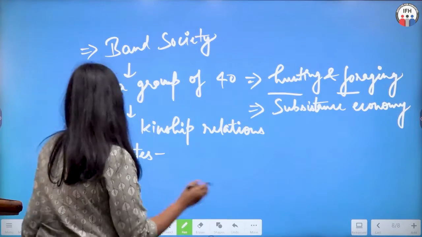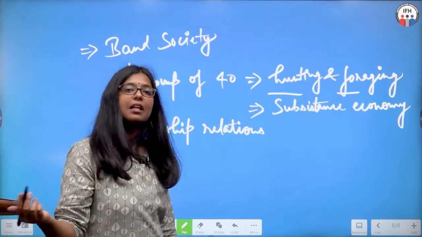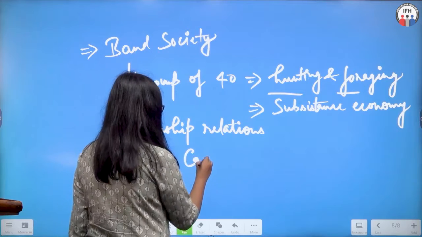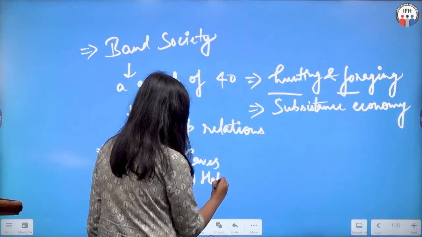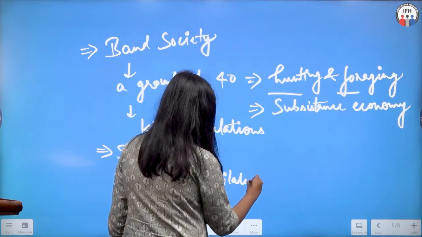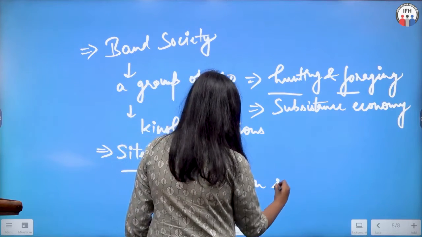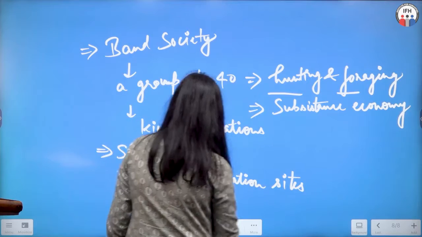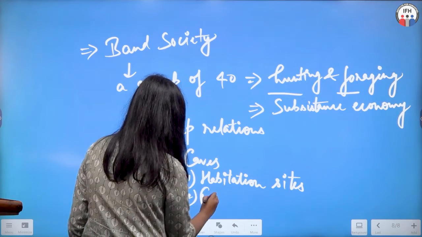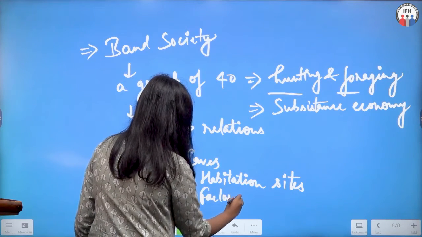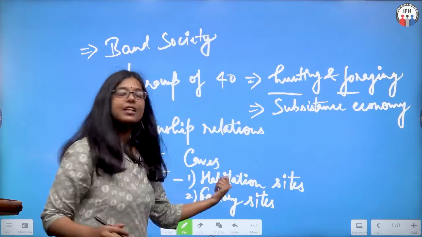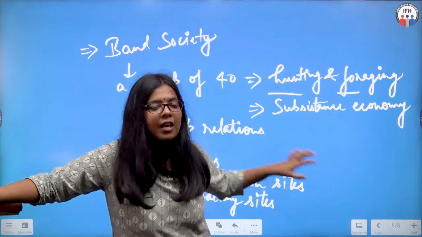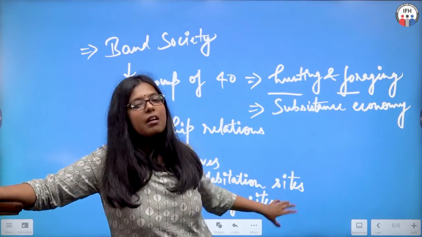So coming here, these sites, where are these people living? They are living mostly in caves. There are two kinds of sites: habitation sites and factory sites. What is the difference between the two? Habitation sites, where these people are living. Factory sites, where they are making the tools.